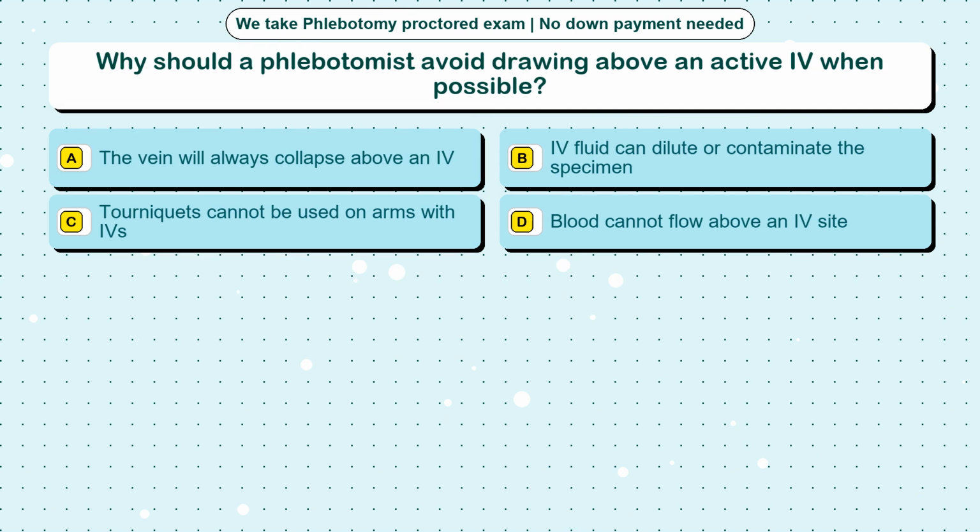Question 37. Why should a phlebotomist avoid drawing above an active IV when possible?